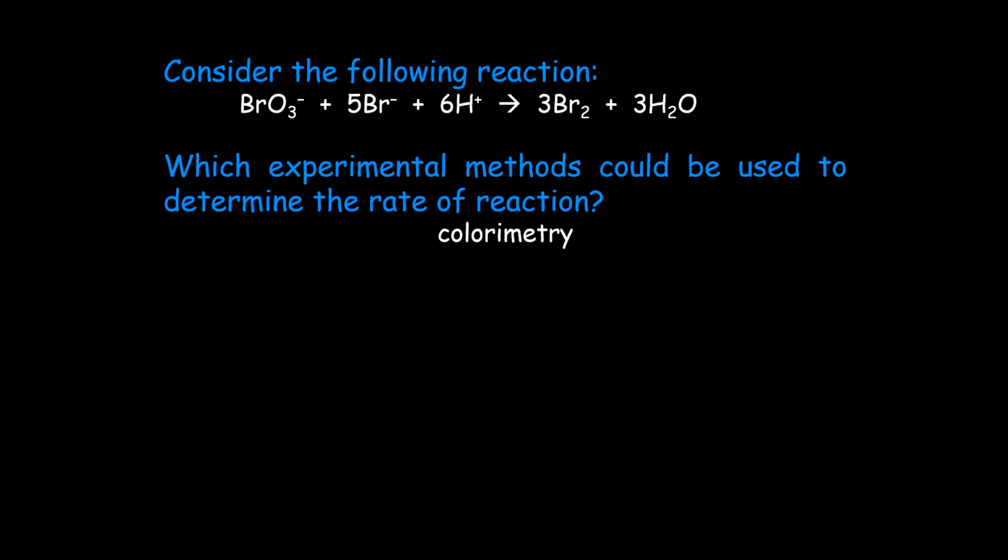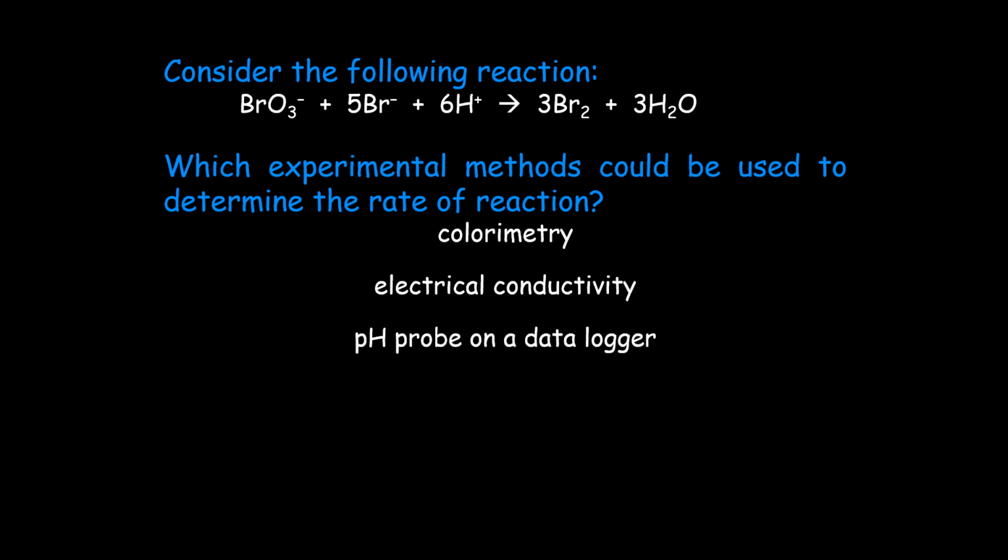We could use colorimetry because we've got the colourless bromide ions turning into bromine molecules, which are orange or brown, or orange-brown. We could also use electrical conductivity because there are 12 moles of ions on the left and 0 moles of ions on the right. We could use a pH probe on a data logger because we've got hydrogen ions on the left and no hydrogen ions on the right.